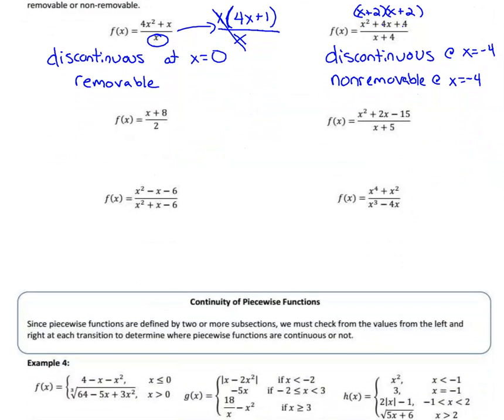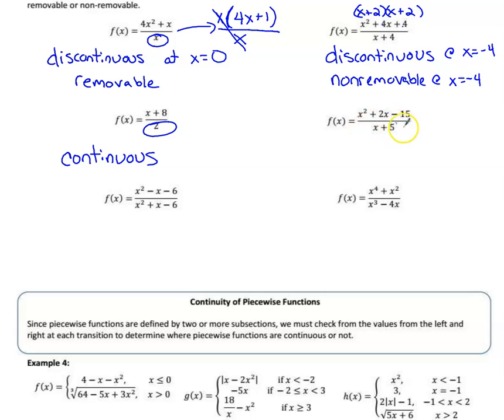Moving on to the next one. I look at the denominator, and can that denominator ever equal 0? Well, no, it's just 2. There's no issues on that one, so that is a continuous graph. It has no discontinuities. Continuous. And we don't have any removable or non-removable. So let's move on to the next one.